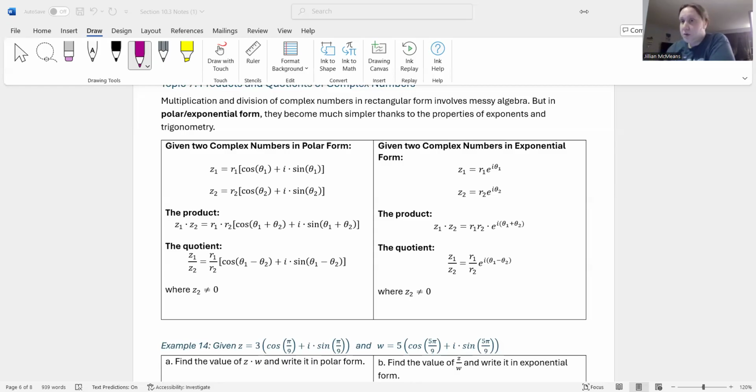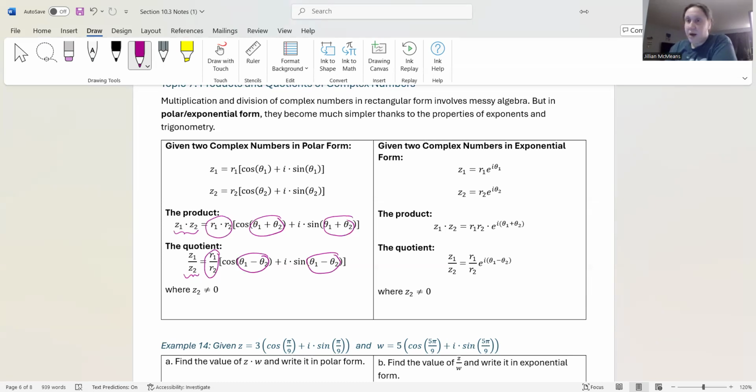So all we have to do to multiply these numbers, if we're going to take z sub 1 times z sub 2, is multiply the r's and add the values for theta and then just plug them into the regular polar form of a complex number. To divide the two numbers, we divide the r's and then we subtract the values for theta and just plug it into the regular polar form of a complex number. Now, with division, you do have to make sure that the second complex number, the one that you're dividing by, can't be zero. That's fairly standard. We can't have zeros in denominators, okay?